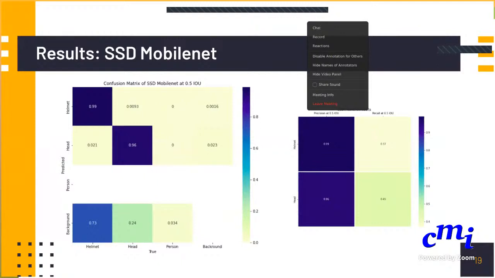I mean, when there's a helmet, it doesn't always say that it's helmet. Similarly with head also. But when it says it's helmet, it's 99% of the time correct that it is helmet.